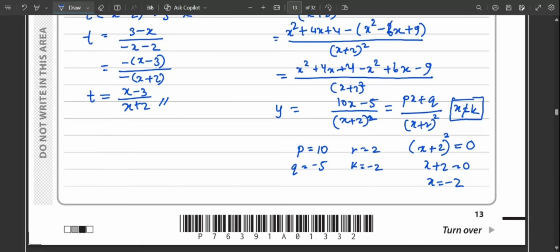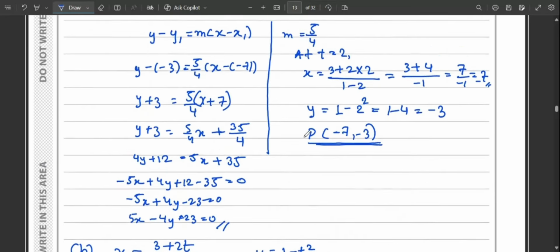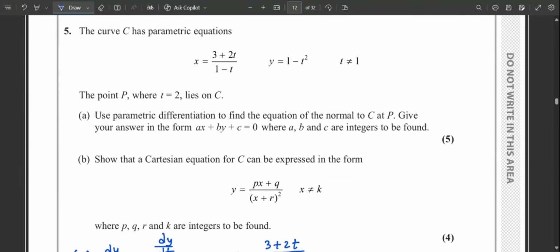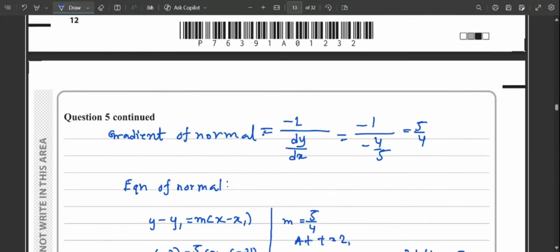And from the question it is mentioned that x is not equal to k, meaning that the value that needs to be excluded is k. So k is equal to minus 2, as I have written here. So this is our answer for part B, and this concludes our question number 5. We can now move to question number 6.